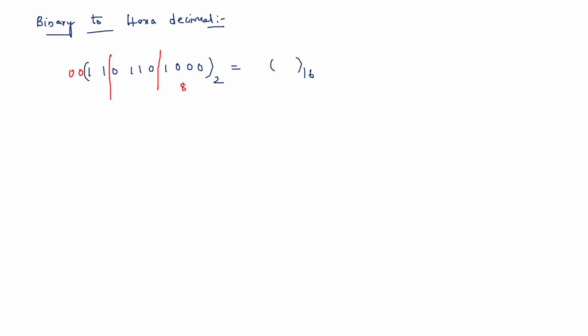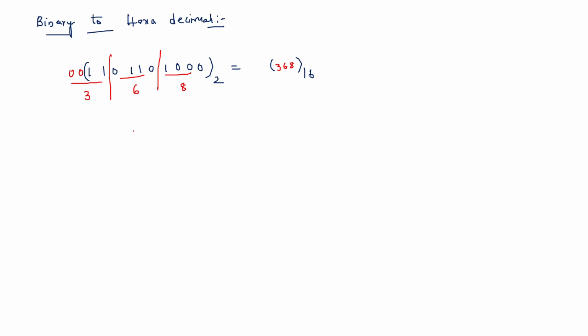So 1000 means 8. Okay. 0110 means 6. Okay, 0011 means 3. So this number is 3, this number is 6, this number is 8. So then I got the hexadecimal as 368. So this is the shortcut way.